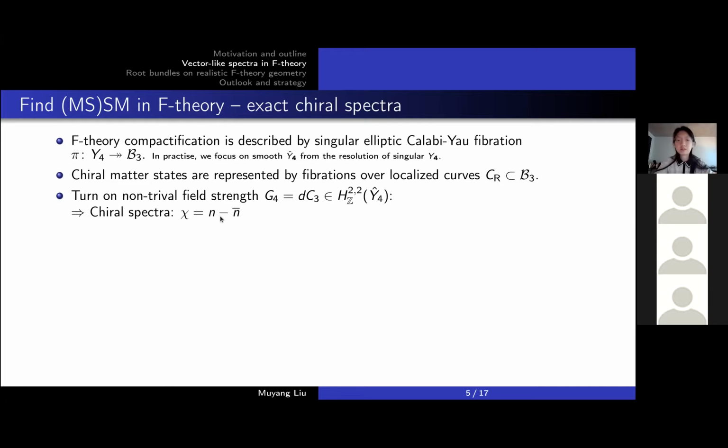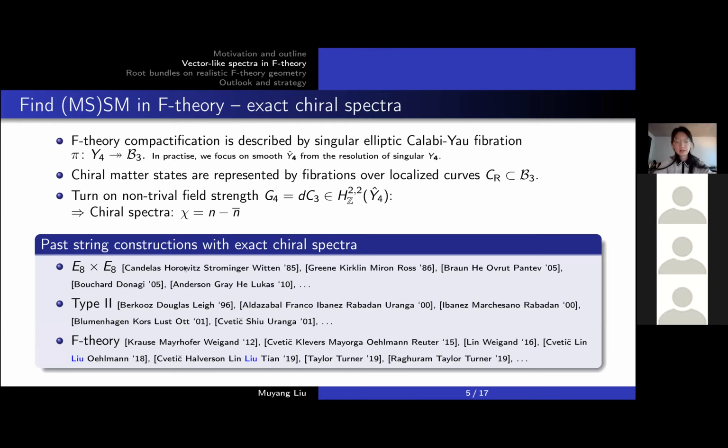If we turn on an flux G4, which sits in the H^{2,2} of Y4, then we observe the non-vanishing chiral spectrum. So if you view it from the Dirac operator, the chiral index is exactly the Dirac index, which is not changed upon the variation of the gauge field, and thus is a topological invariant. But the individual values are determined by the kernel and the cokernel of the Dirac operator, and are hard to determine by the topological data only.